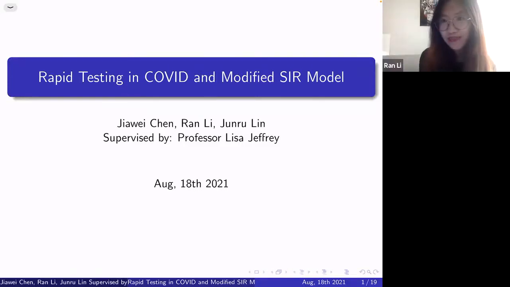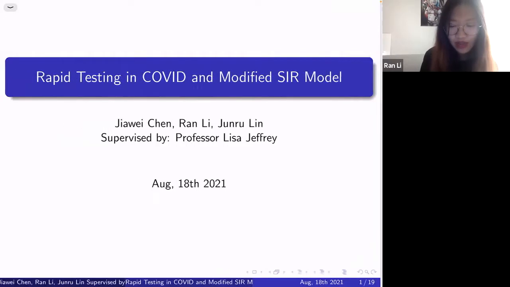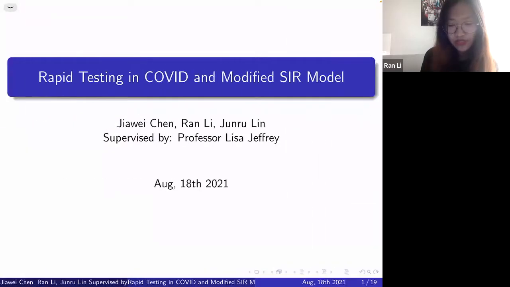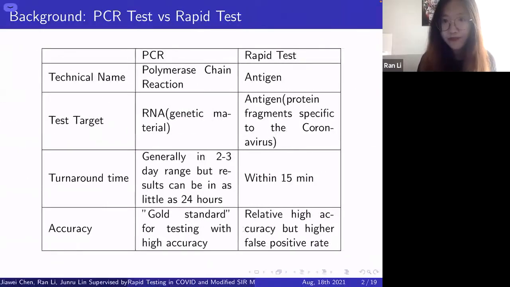Hi everyone, my name is Ran Li and I am currently a fourth year student studying mathematics and specialist in theoretical statistics. I will start by introducing you to the information about rapid tests. Rapid test is a newly developed approach to test COVID, the coronavirus.